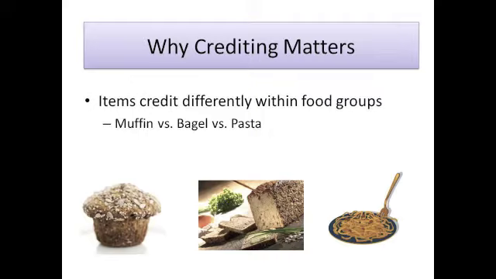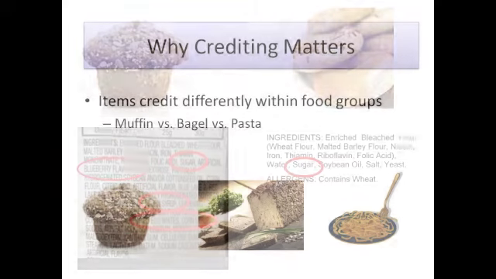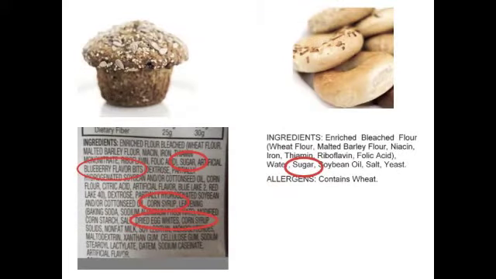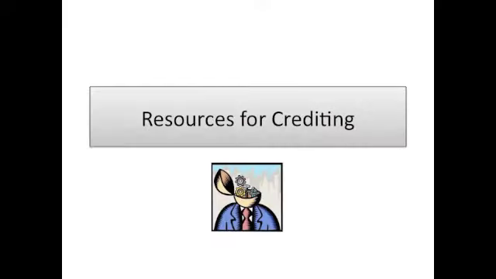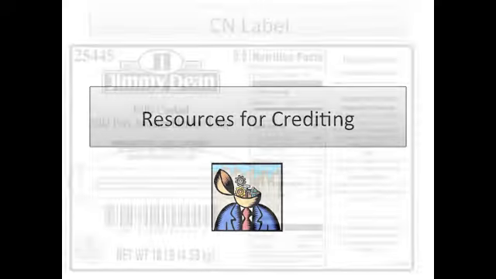For example, a muffin has more sugar and less grain adding to its weight than a bagel, and pasta comes in many shapes and sizes. This is why a 2-ounce muffin doesn't equal the same amount of grain as a 2-ounce bagel, and pasta is measured by the half cup. There are many resources available to determine how an item credits.